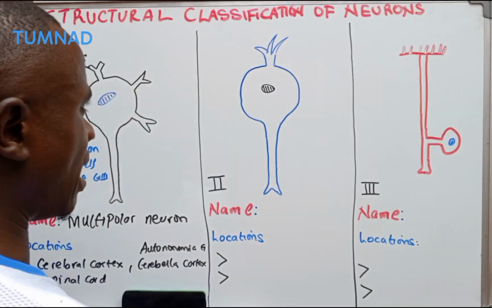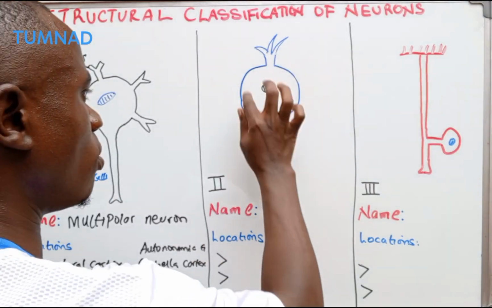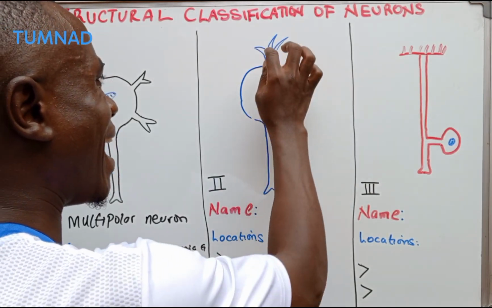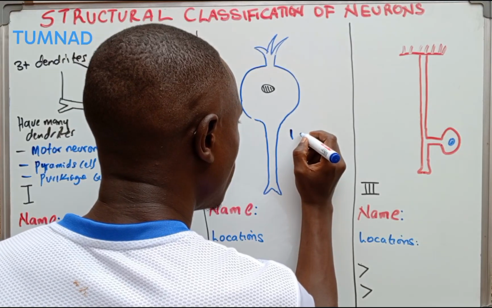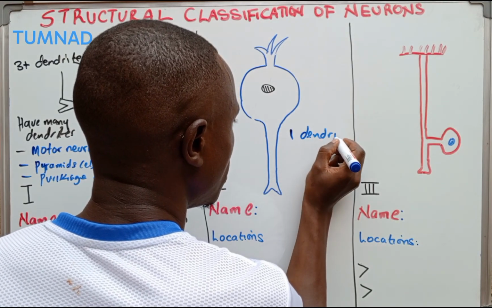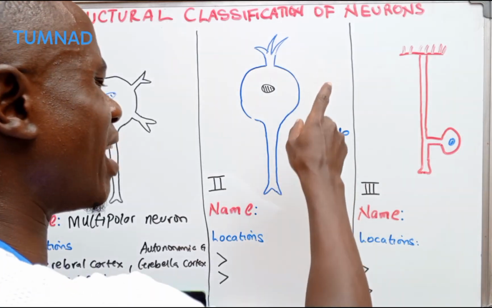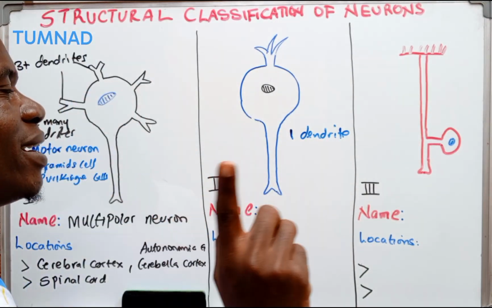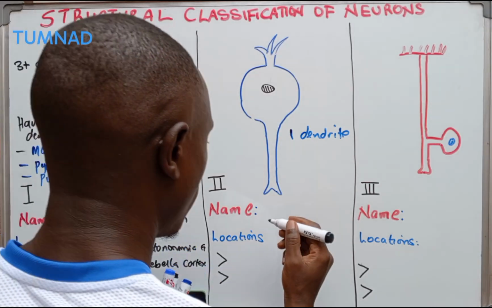When we come to number 2, you see this kind of neuron? This kind of neuron has a cell body, has the axon, and has only one dendrite. And when you see that kind of neuron having only one dendrite, it is a characteristic of a neuron which we call a bipolar neuron.